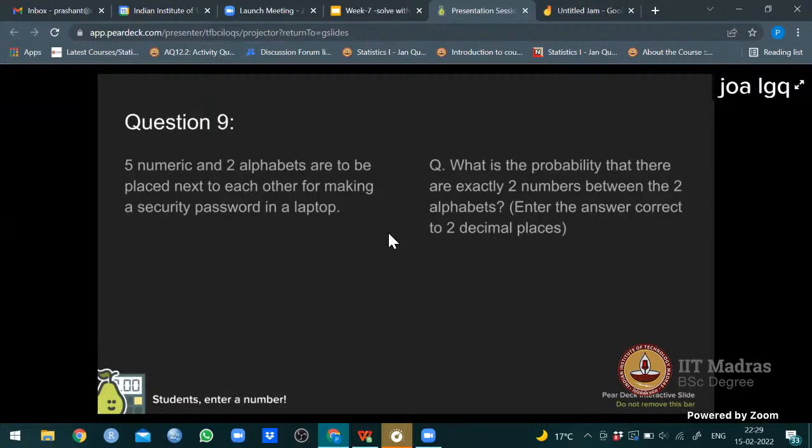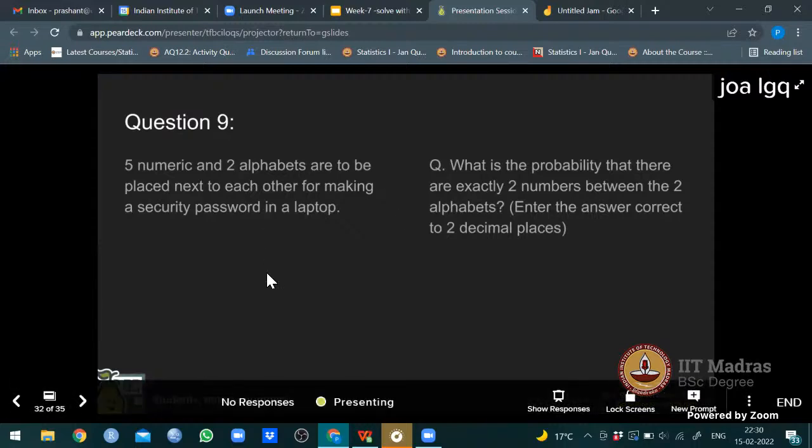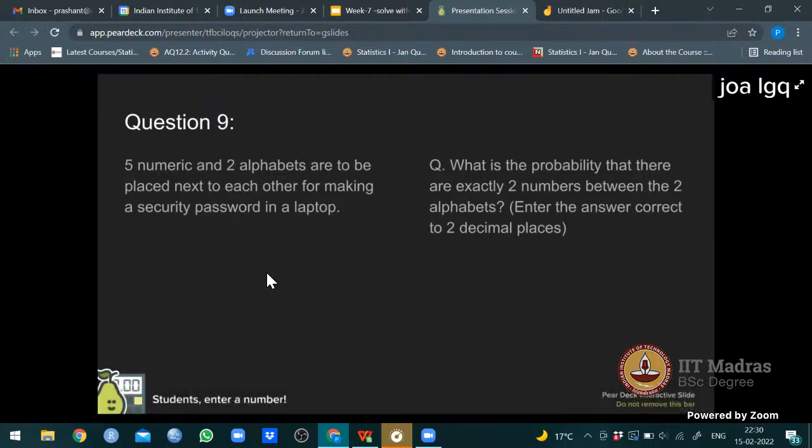Sir, is repetition allowed? Sorry? Hello, is repetition allowed, sir, for numericals and alphabets? No, it's not, if it's not mentioned. This is the thing where we have not considered repetition or without replacement.